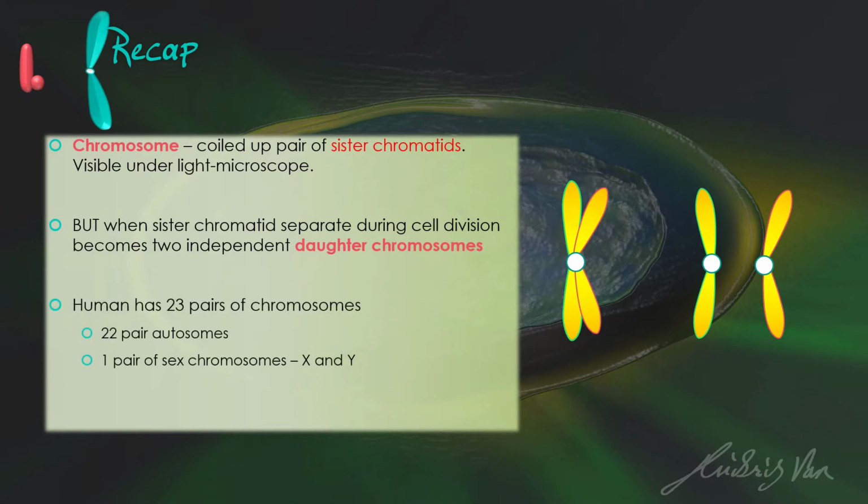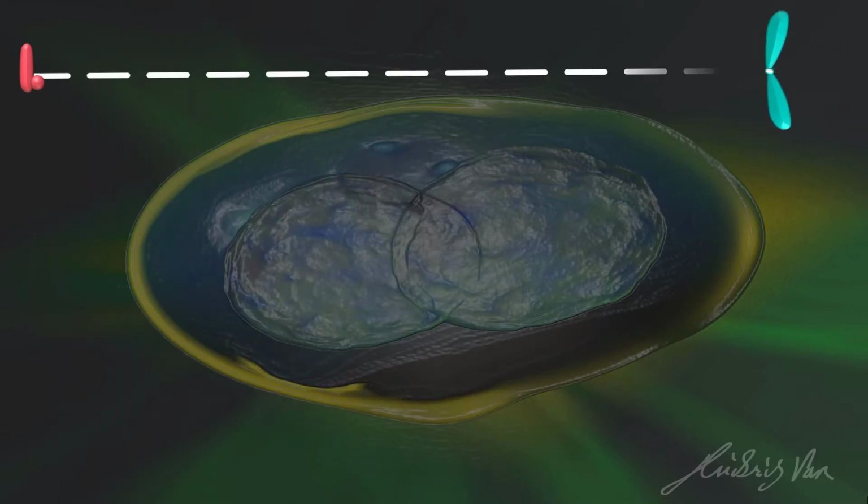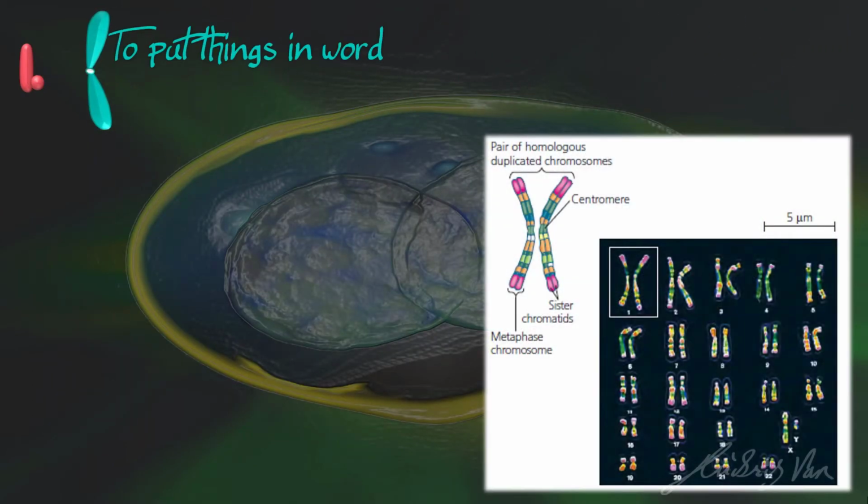For the case of human, as mentioned, we have 23 pairs of chromosomes if you are a normal person. 22 pairs are autosomes, that means not sex chromosomes. Then the one pair is sex chromosomes, X and Y, which will determine your gender. Now, the picture that you might be familiar with when we talk about human chromosomes is this. You will see 23 pairs of our chromosomes in the diagram.